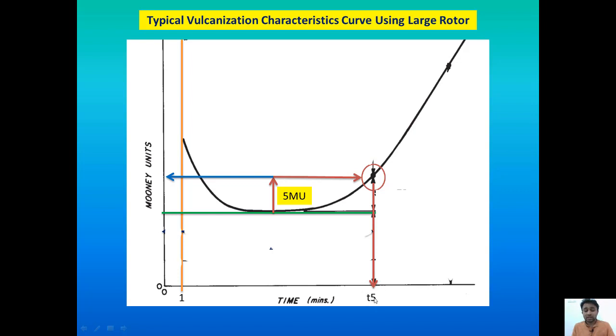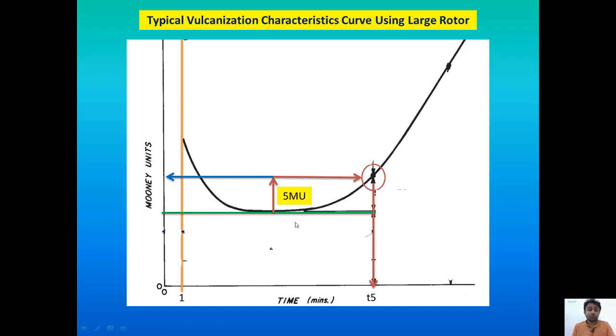T5 means the scorch time, the time taken to increase the Mooney units, or the Mooney viscosity, or the torque, by 5 Mooney units from the minimum Mooney viscosity received. So that is the scorch time, where the vulcanization starts.